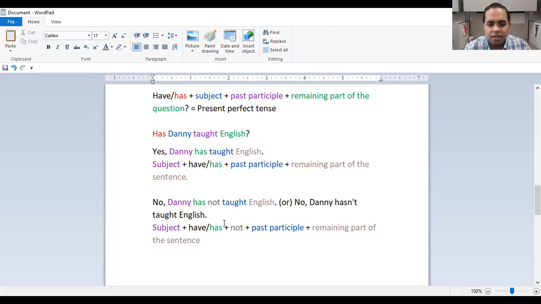Okay. So again, you can say no, Danny has not taught English, or Danny hasn't taught English. Hasn't is the contraction for has not. So if somebody asks you, has Danny taught English? You can say, yes, Danny has taught English, or just, yes, he has. The negative, no, Danny has not taught English, or no, Danny hasn't taught English, or you can just say, no, he hasn't.